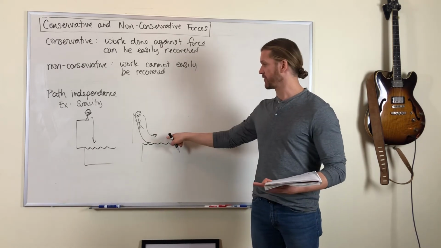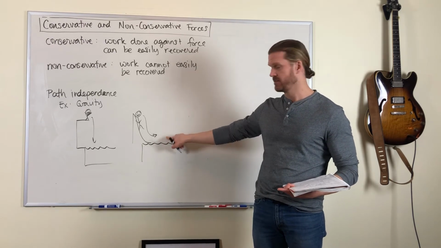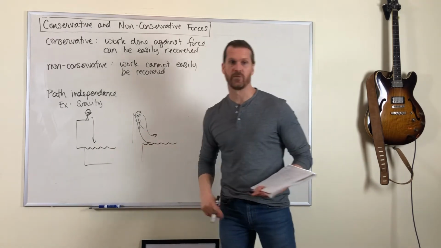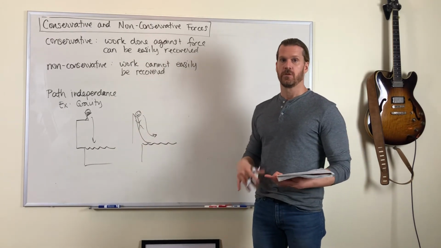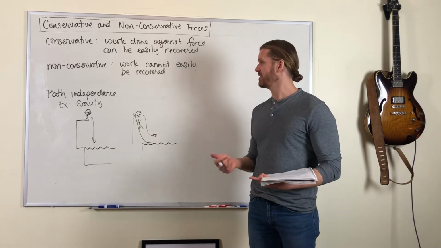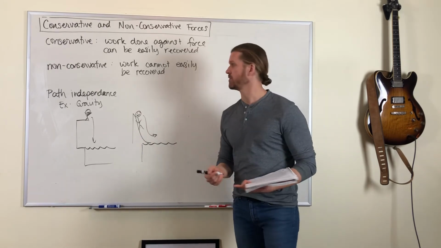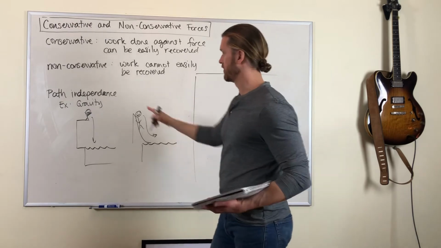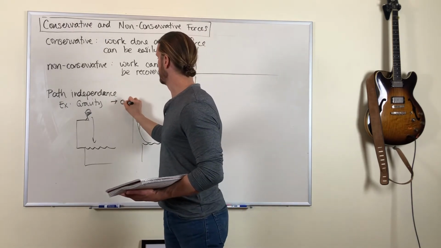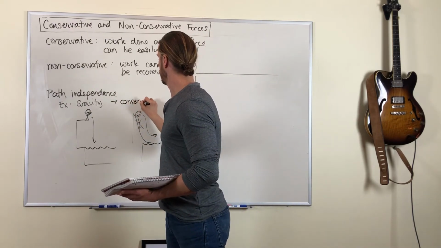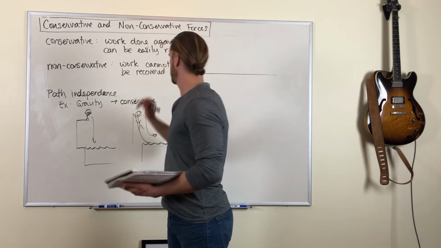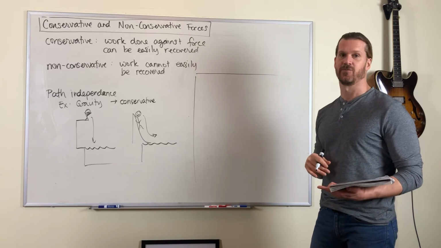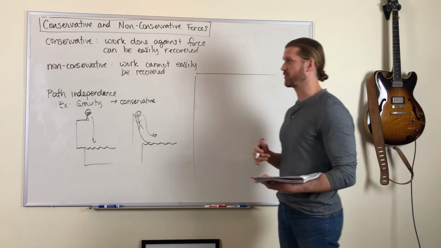You still end up with the same kinetic energy going off the diving board, or going off the slide, as you do landing in the water off the diving board. So this motion against gravity is independent of path. That's a characteristic of a conservative force. On the other hand, let's take a path-dependent force, a non-conservative force like friction.